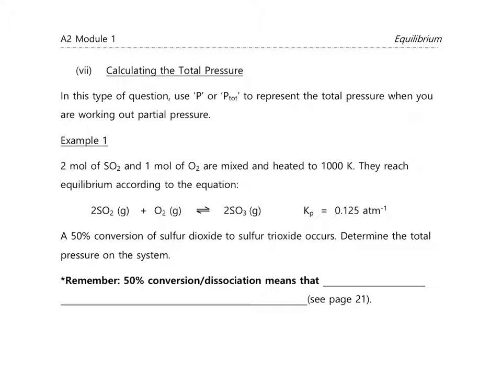So when you're working out your partial pressures, what is partial pressure? It's mole fraction times your total pressure. So that's when we use our total pressure in our Kp calculations. When we get to the stage of working out partial pressures, we just take the total pressure as P, or P total.